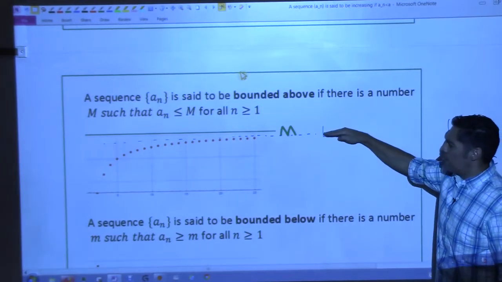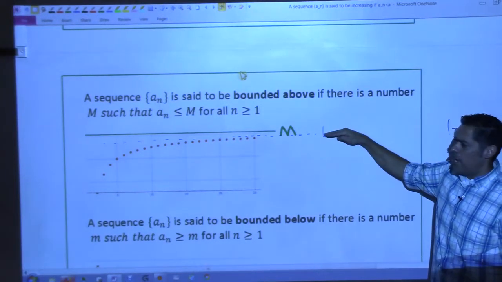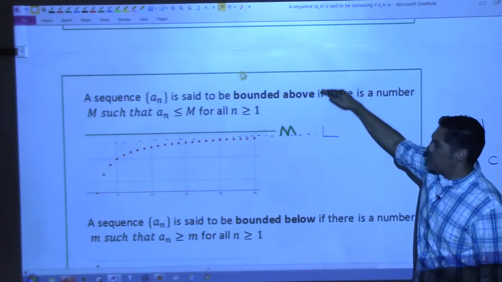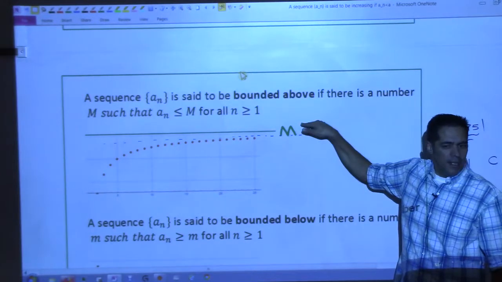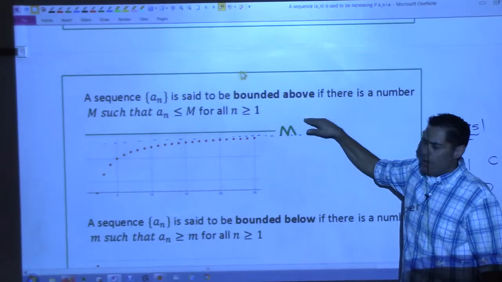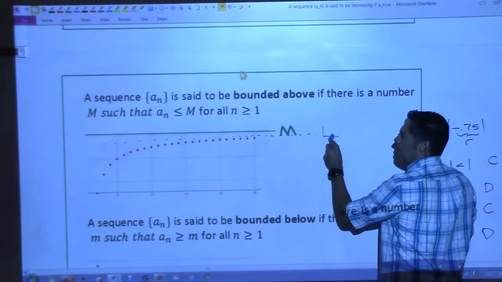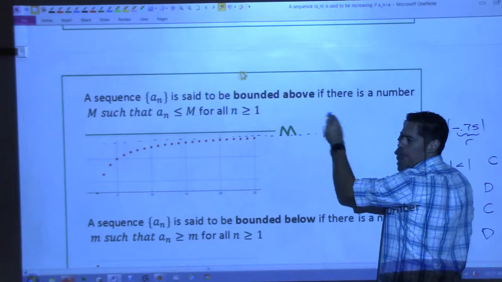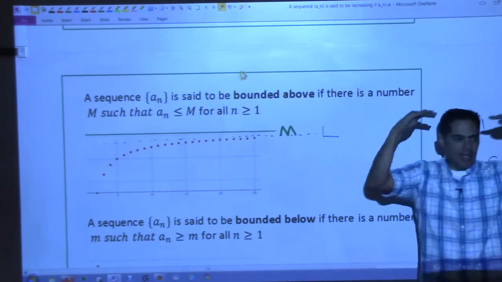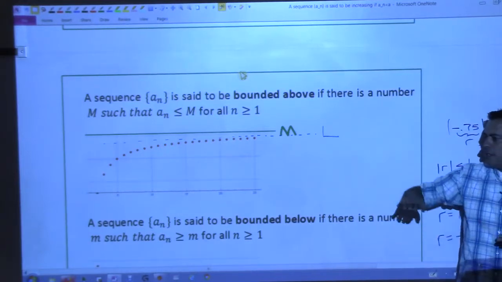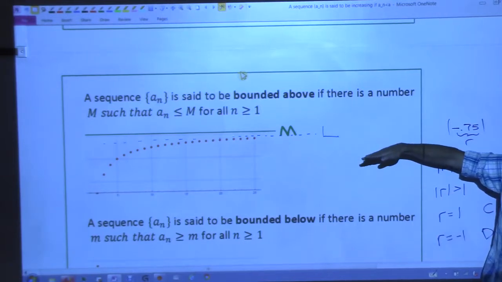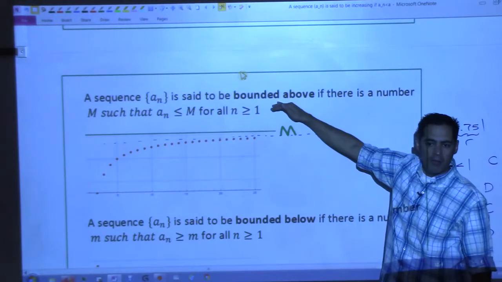So L appears to be an upper bound, right? But it's not the only upper bound. Any number above it would be a ceiling. So this M is not unique. It's any number that the sequence never gets to, okay? So if your sequence flattens out towards L, then L plus 1 would be an upper bound, right? L plus 2 would be an upper bound. Any of those, right, if you have any number that it never gets past, going up. If it never goes up past a number, then that's an upper bound, but we would say that the sequence is bounded above, all right?